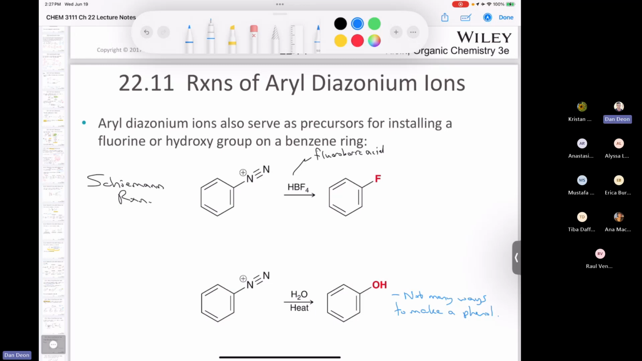All right. And then there's one more reaction I want to show you. So we've got the Sandmeyer, we've got the Schiemann, we've got the phenol synthesis, which is just taking the aryl diazonium and treating it with water and cooking it up.